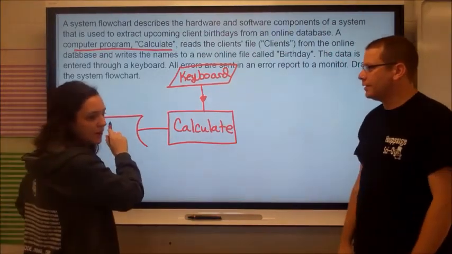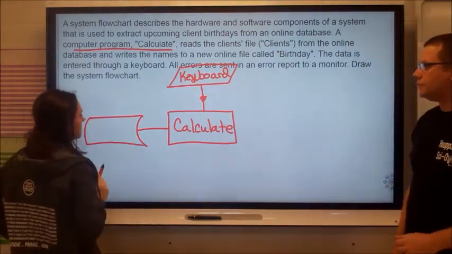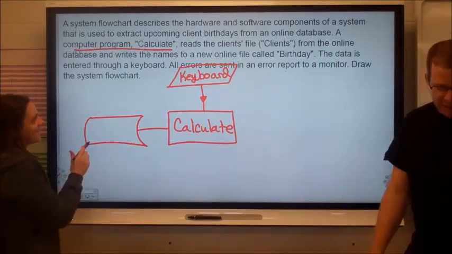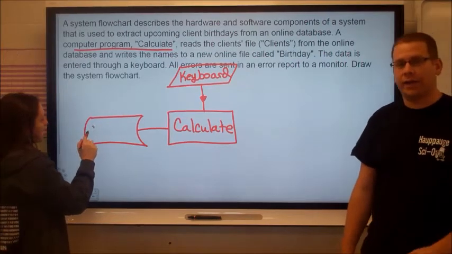The rounded on this side? Yes. How would you explain the shape of that thing? That thing. Now, inside there, you're going to write client online database.